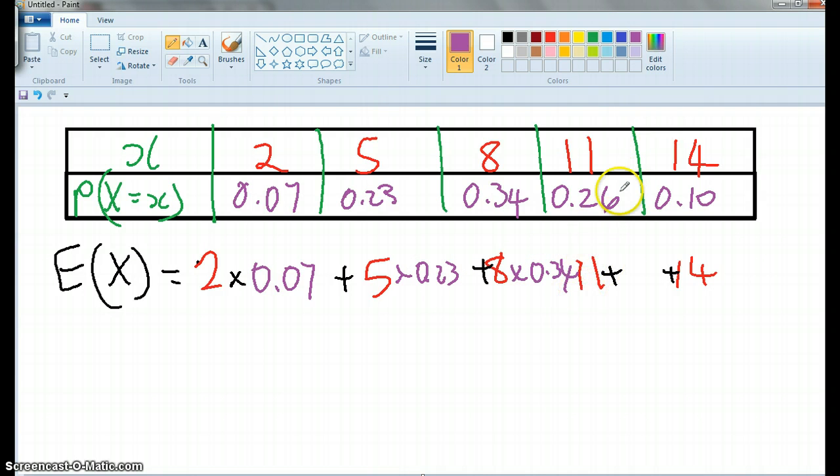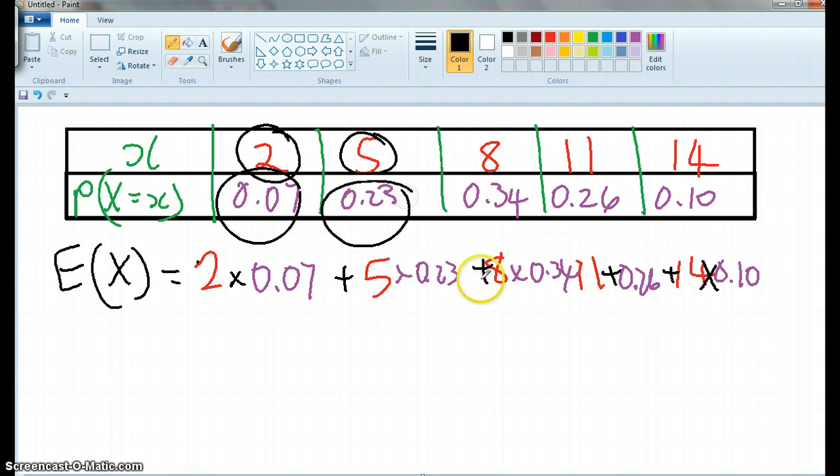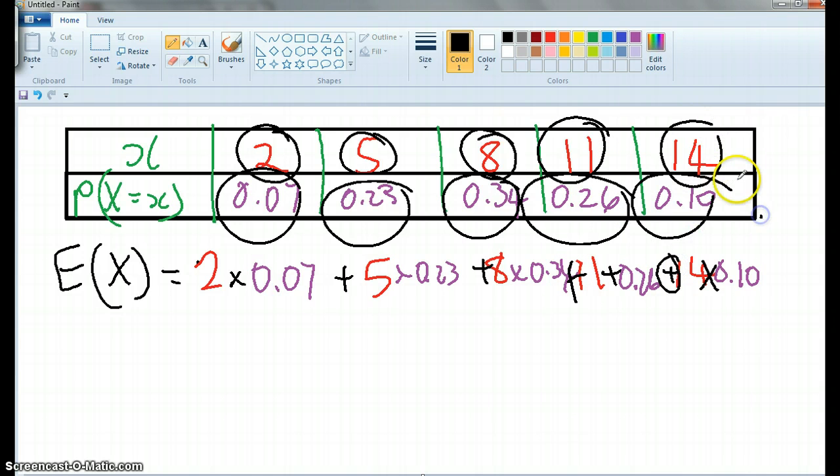Oh, whoops, not going to work. 11, 0.26 and 0.10. Okay, so I need the times there, and so I've got 2 times that plus 5 times that plus 8 times that plus 11 times that plus 14 times that. So do that on your calculators.